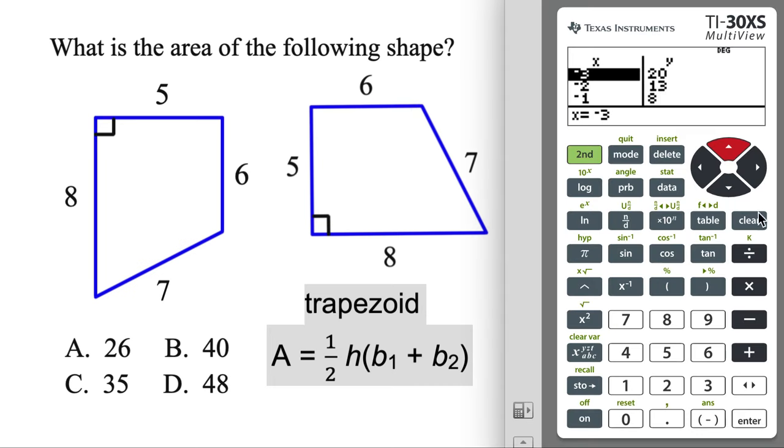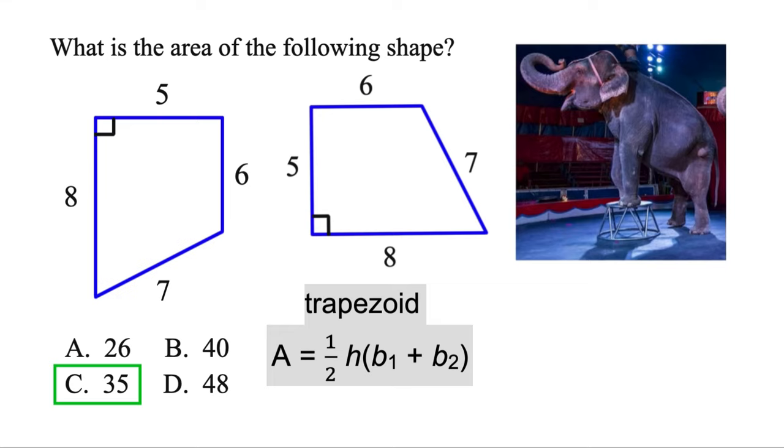So let's type this all in now. We'll go to the main screen. Starts off with a fraction. We got our 1/2. Then times our height, 5. Parentheses, add the 2 bases, the 8 plus the 6. And 35. Doesn't seem like it'll turn into that, but sure enough, that's the area.